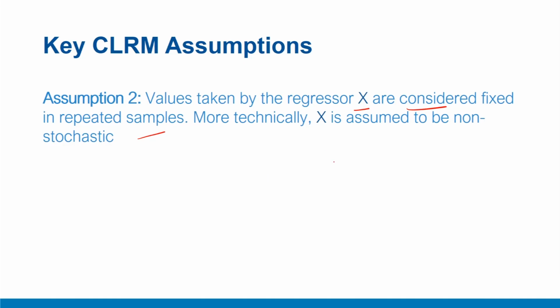and they do not have any random component. So they are fixed in nature. Unlike y or the error term, they are not stochastic. They don't have any probabilistic distribution. They are fixed and estimated with certainty. There is no stochastic aspect of x.